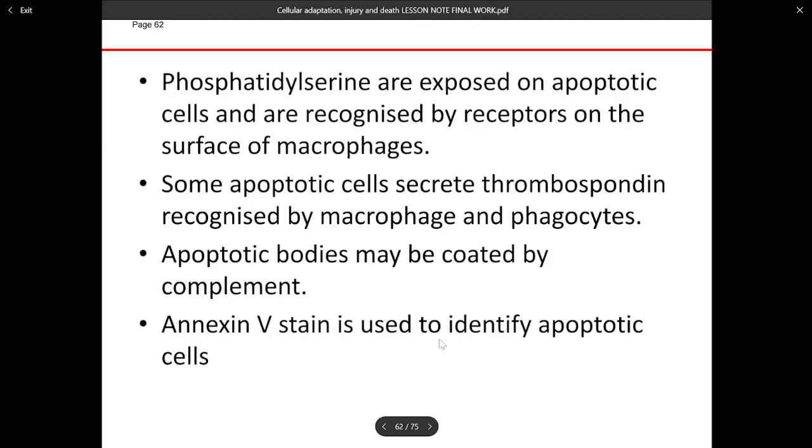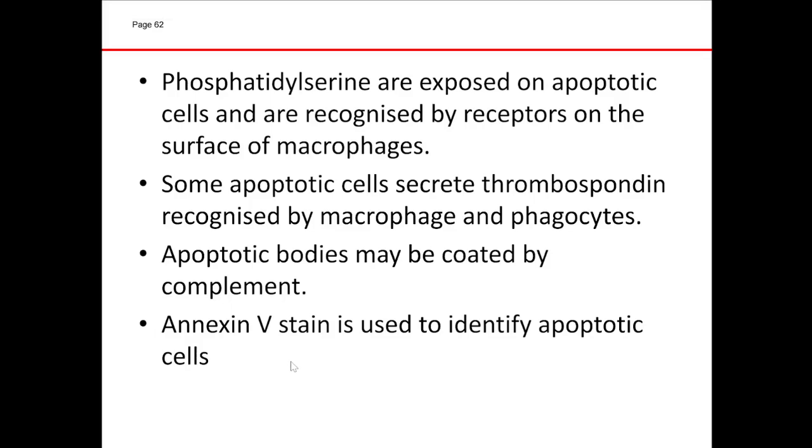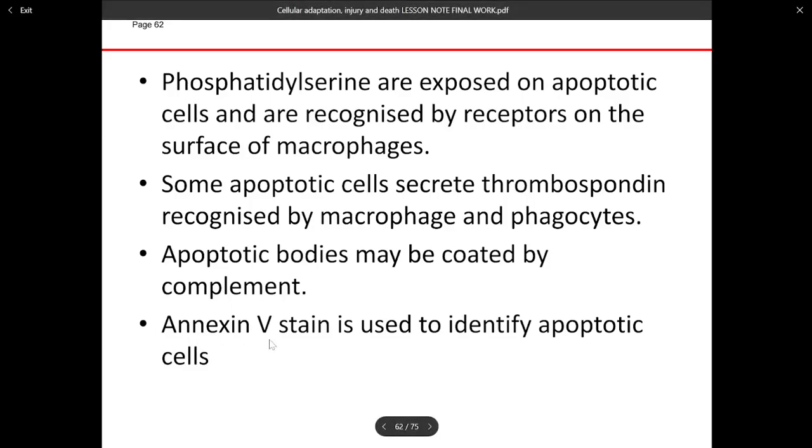Annexin V stain is used to identify apoptotic cells. This is a very important MCQ question. An example of a stain that can identify an apoptotic cell is annexin V, or annexin 5 stain.